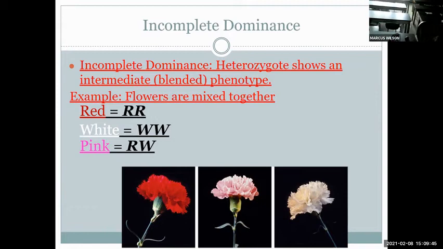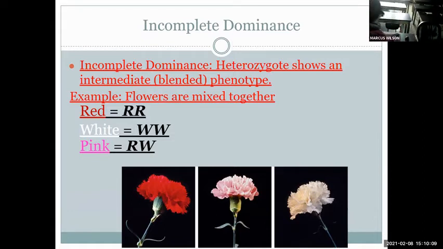When you see the words incomplete dominance, it's going to be an example of mixed traits together. If my genotype for red is R and my genotype for white is W, and I put those two together, I'm mixing them together to be RW to make pink.